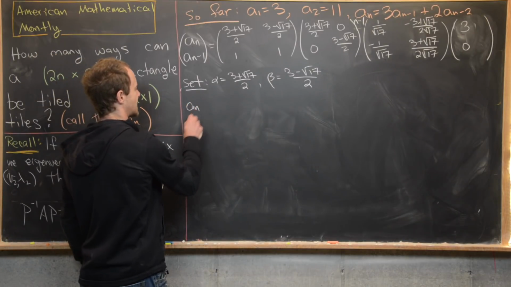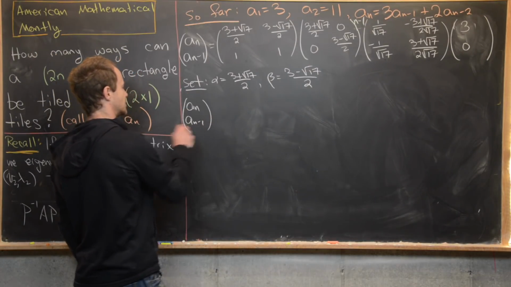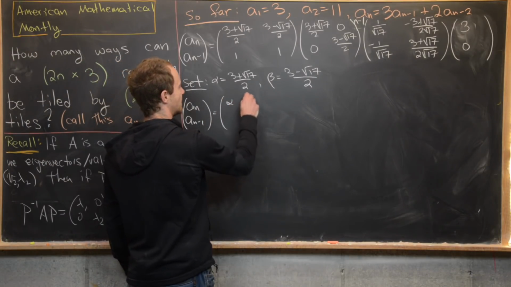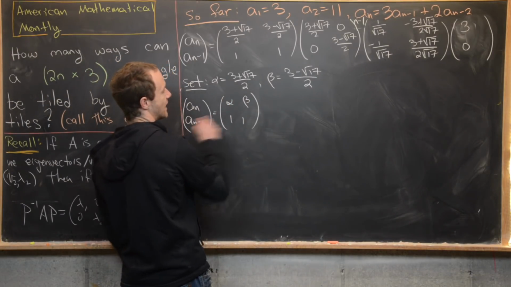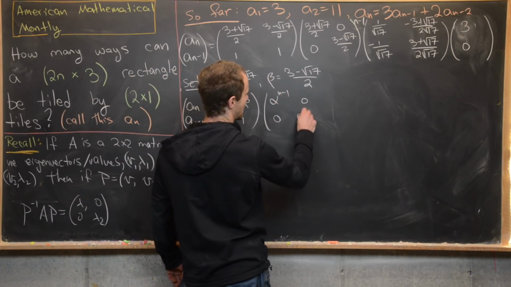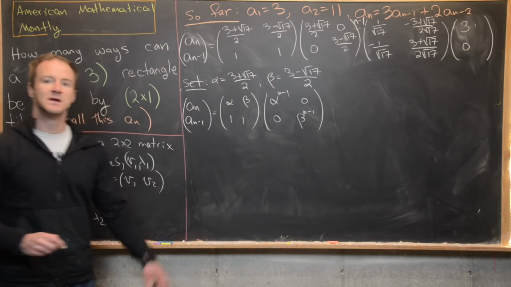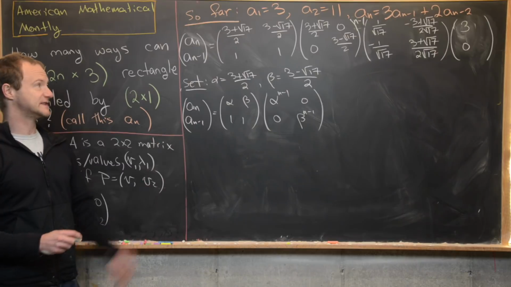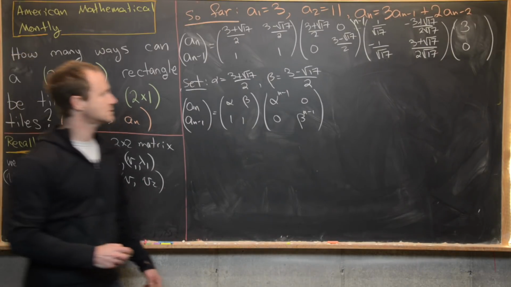So that gives us our matrix vector equation: a_n minus 1 is equal to alpha, beta, 1, 1 there. And then we'll have alpha to the n minus 1, 0, 0, beta to the n minus 1, because taking the n minus first power of a diagonal matrix is pretty simple. You just do that. Okay.